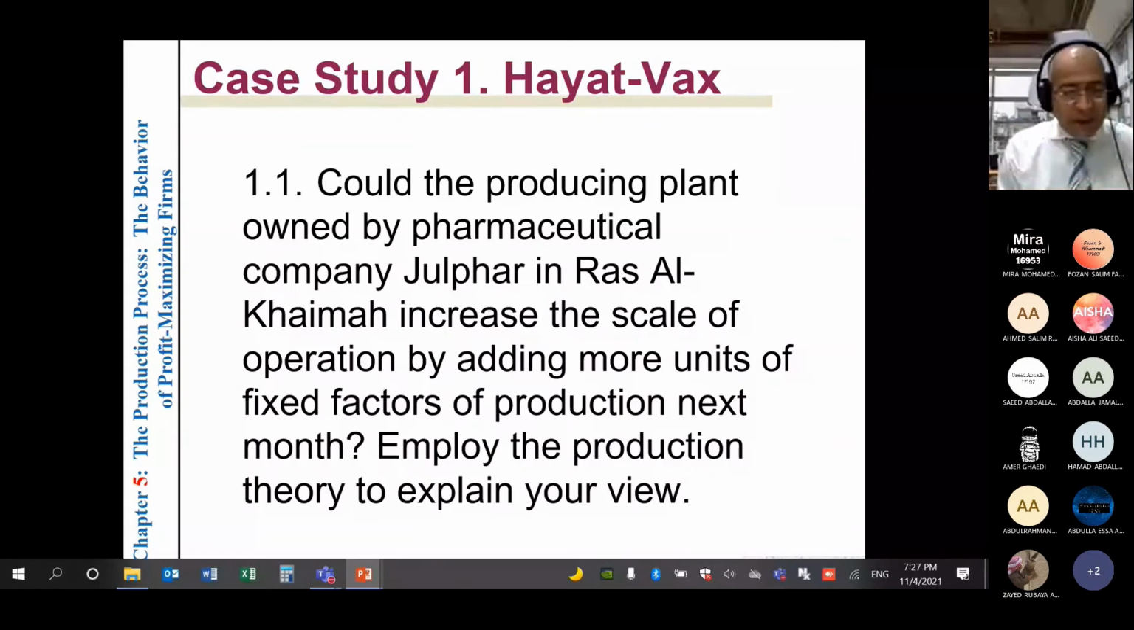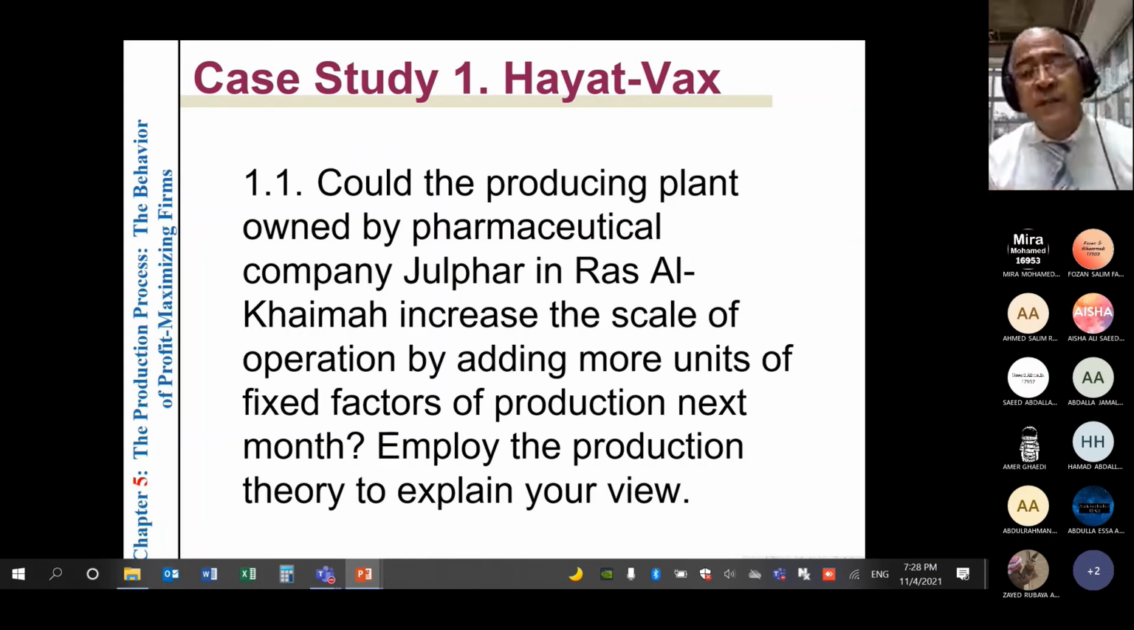According to our explanation in chapter 5, the answer will be as follows. The answer is no. We cannot increase the scale of operation by next month by adding new fixed factors of production, because next month is within the short run, and in the short run we assume capital is fixed. To increase the size of the project we need a longer period of time. This can happen in the long run, in the coming 2 years.